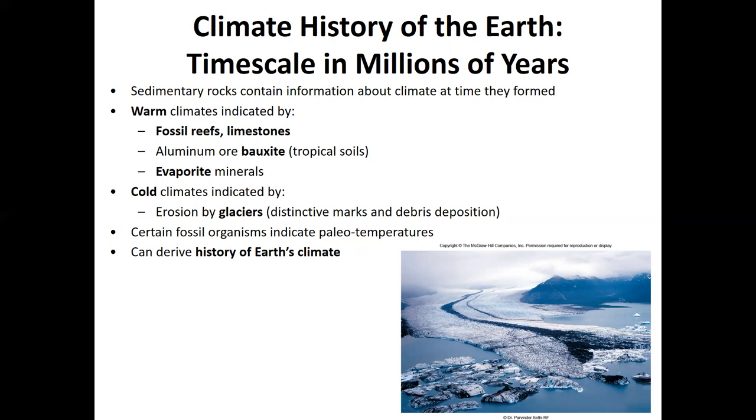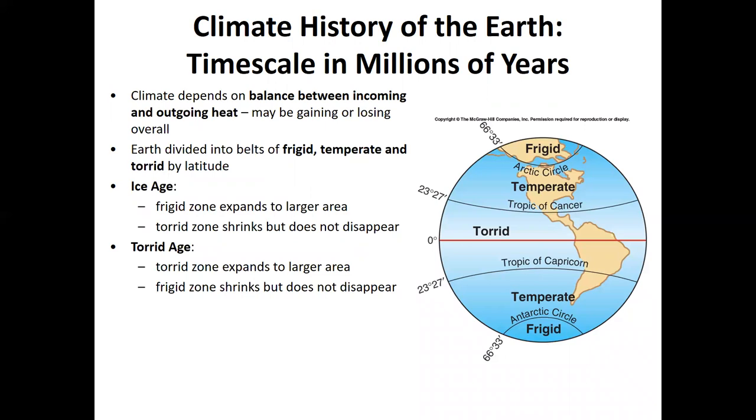So we can see what Earth's climate was like, not only in the recent past, but in the deep past, on the timescale of millions of years. So Earth's climate depends on a balance between incoming and outgoing heat. And so the Earth at any given time may be gaining or losing heat overall. And that's how its climate warms or cools. Earth is divided into belts of frigid, temperate, and torrid by latitude. So the frigid is the poles, the torrid is around the equator, and then temperate is in between.